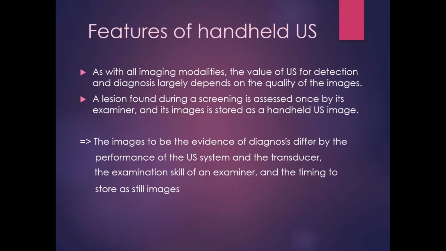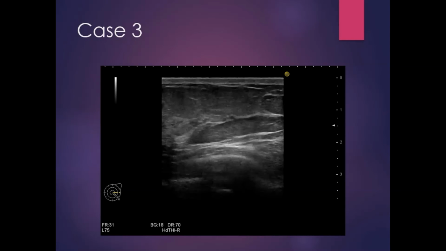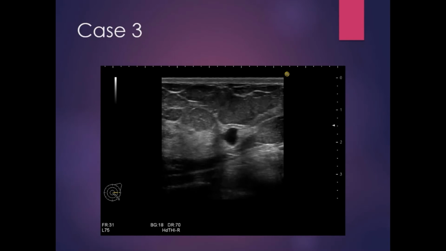As with all imaging modalities, the value of US for detection and diagnosis largely depends on the quality of the images. Especially in handheld breast US, the images to be the evidence of diagnosis differ not only by the performance of the US system and the transducer, but also by the examination skill of an examiner and the timing to store as still images. Let me show an example case. Please see a movie.